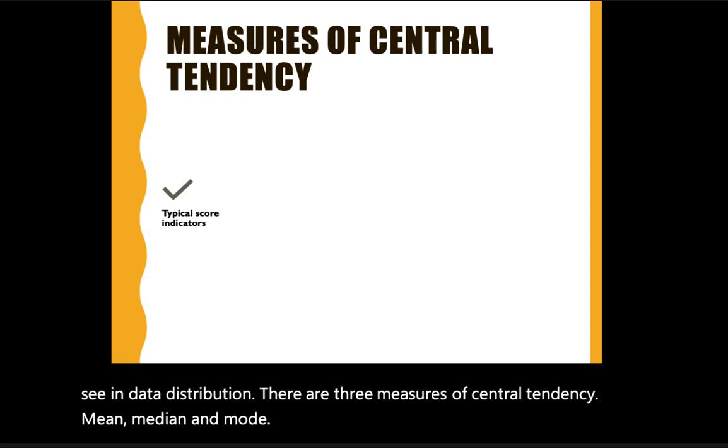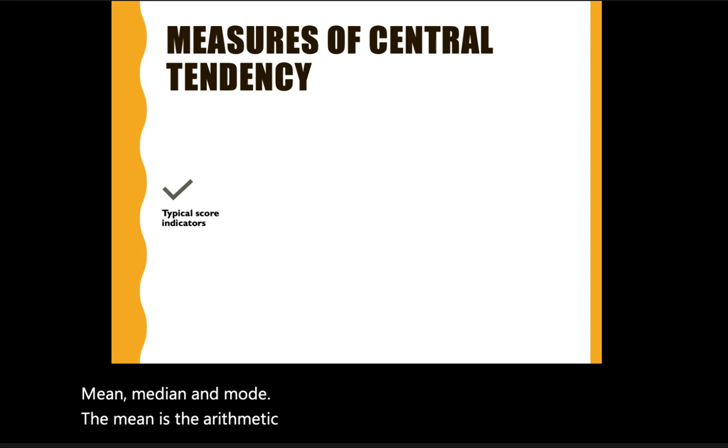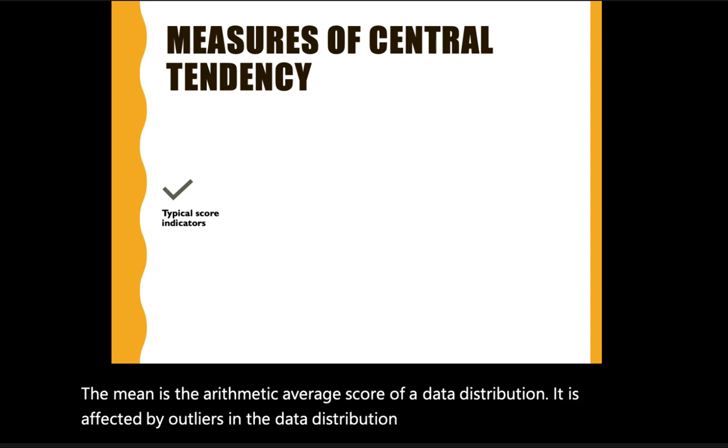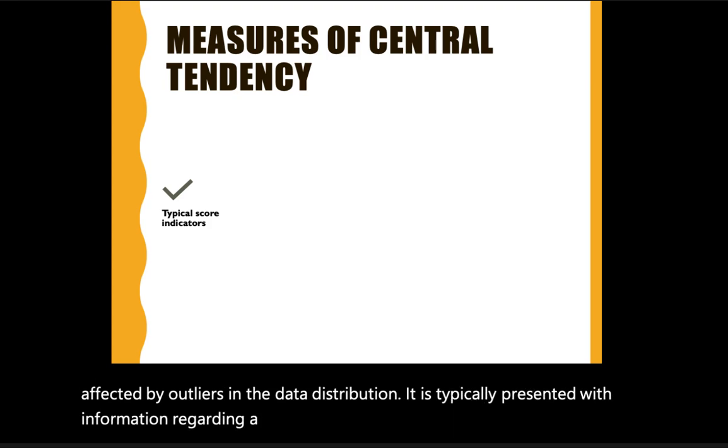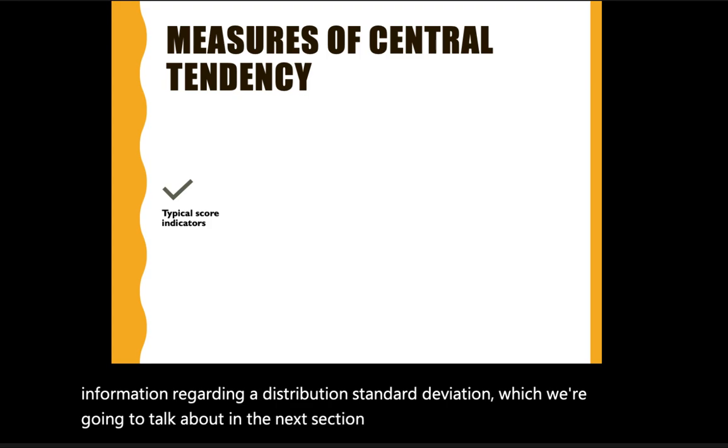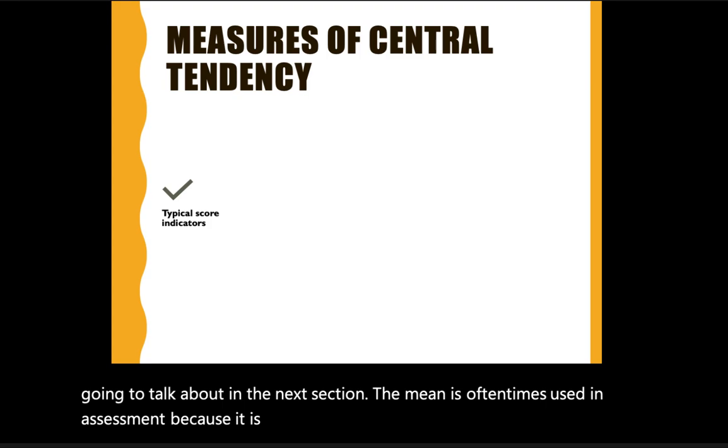The mean is the arithmetic average score of a data distribution. It is affected by outliers in a data distribution and is typically presented with information regarding a distribution's standard deviation, which we're going to talk about in the next section. The mean is often used in assessment because it is the one that involves actual mathematical manipulation.